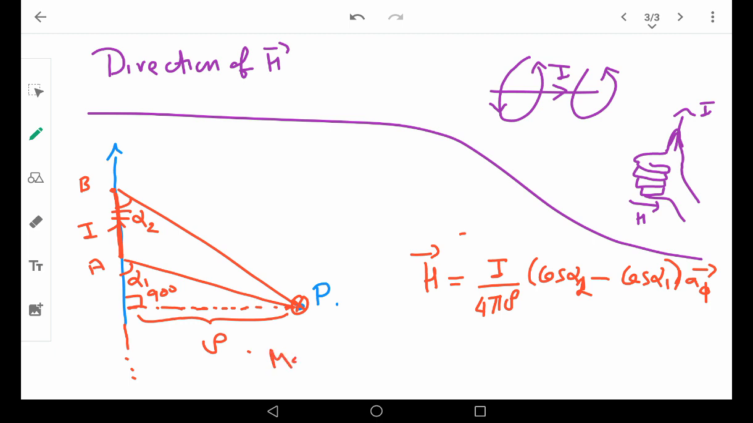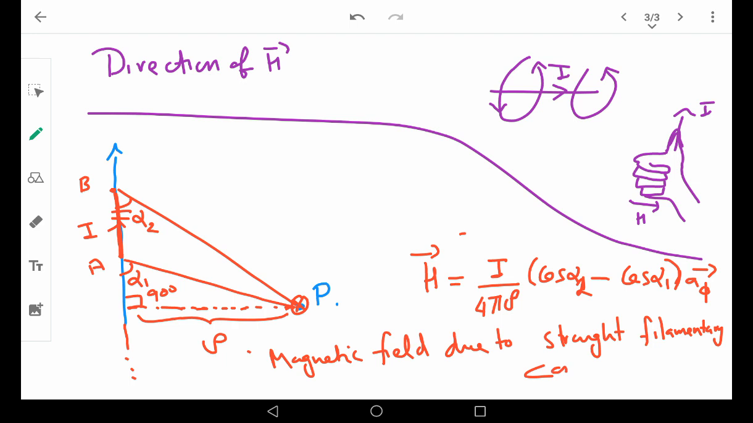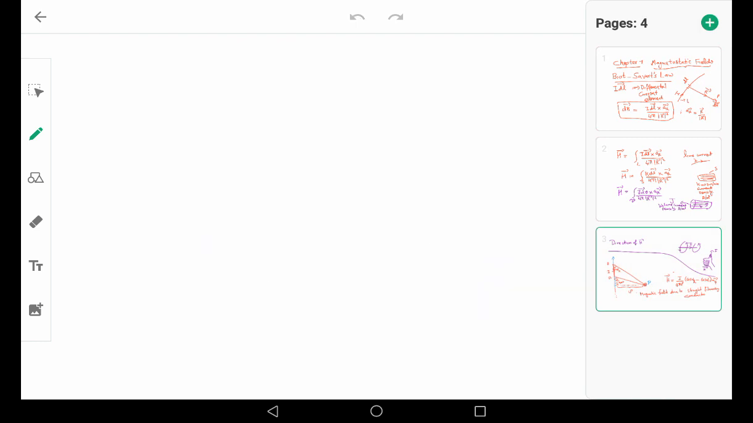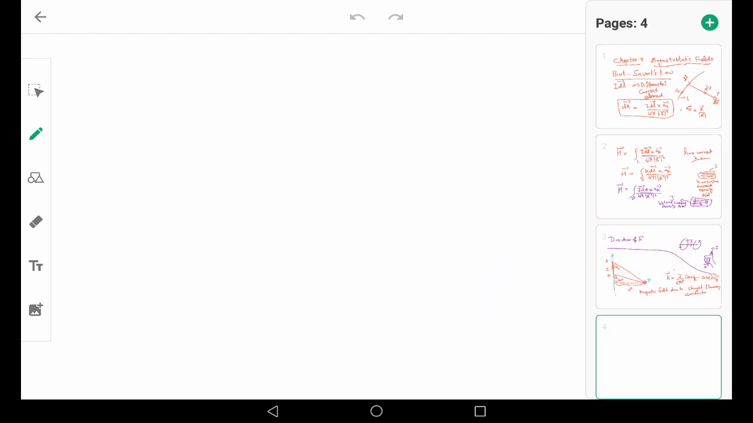You can say this is the magnetic field due to a straight filamentary conductor. Okay, that's how we will find out the magnetic field due to a straight filamentary conductor.